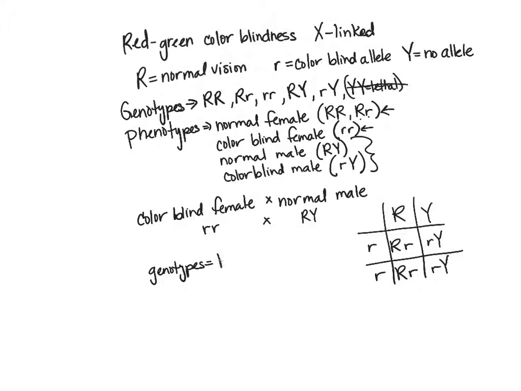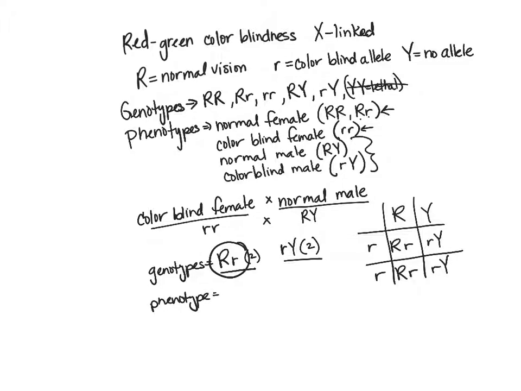Our genotypes are big R, little r, two of those, and then little r, Y, two of those. So it's a 50-50 shot here. If we have a colorblind female crossed with a normal male, we get 50-50. 50% that we're going to have a big R, little r, which, what does that mean? So the phenotype, this would be two normal females, because we have the X and X, and two colorblind males.